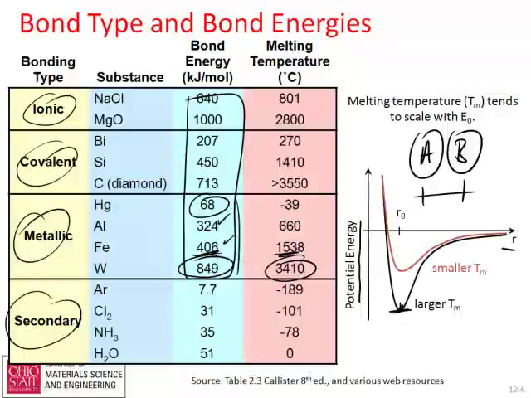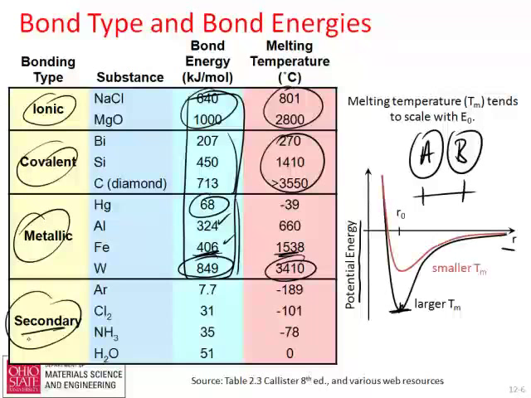Covalents can have similar orders of magnitude, actually often greater than those for metallics. And as a result, you see very high melting temperatures. Ionics also, you can see very high bond energies, very high melting temperatures. Fairly hard to melt table salt. You've got to get it pretty hot, but you can do it, and there are places that we do use molten salts in processing.